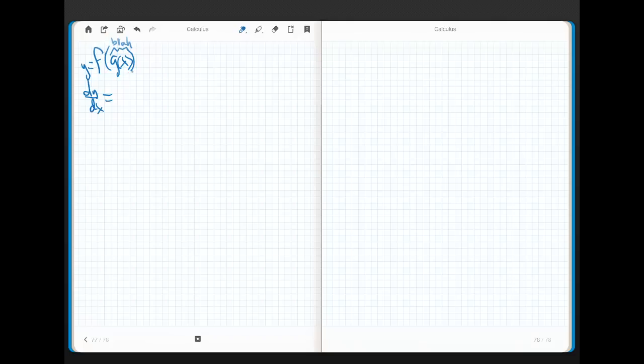It's f of blah, right? So the derivative of this is simply f primed of blah, which is f primed of g of x. But then we have to take into account g of x's derivative. So it's g primed of x.